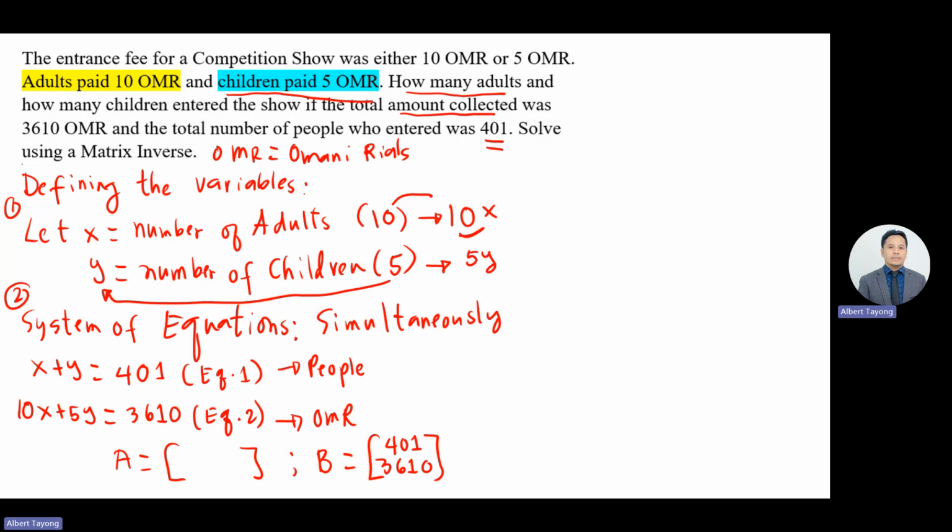Now, for matrix A, you have to be careful here. These are the numbers before the variables. We call these the numerical coefficients. So here we don't have a number, it means the value is 1. So this is 1x plus 1y equals 401. So we're going to write here 1 and 1. For the second equation, it's 10 and 5. So these are our matrices, because the instruction is to solve the problem using a matrix inverse. That is why we have to identify our matrices as the third step.